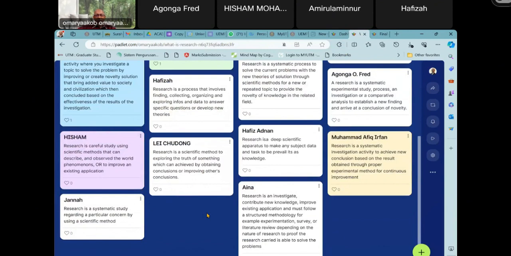Okay. So anybody want to comment on whatever we are doing here? What do you learn, or what is your comment in terms of looking at all these definitions? Anybody want to say anything? You don't need to raise your hand. Just say your name and you can speak.